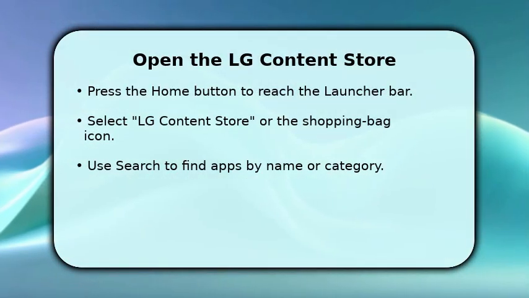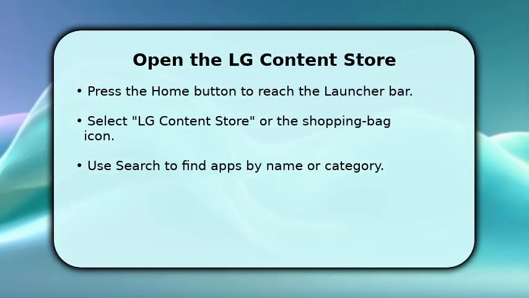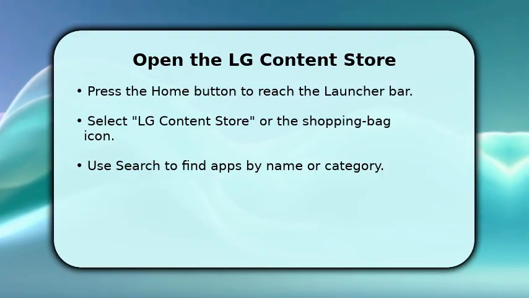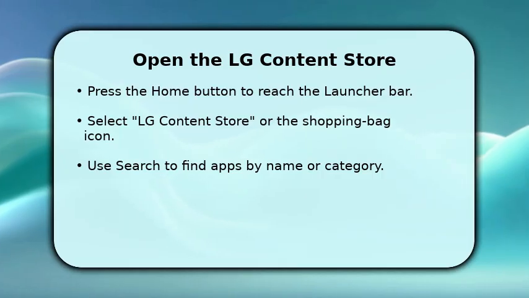You press the Home button to reveal the launcher bar. This central hub holds the Content Store icon. Once you select the LG Content Store, allow a few seconds for the catalog to load. This is where apps are listed and updated.